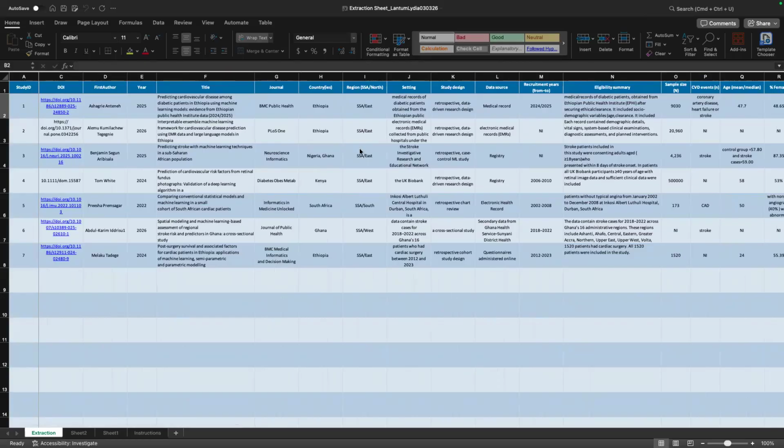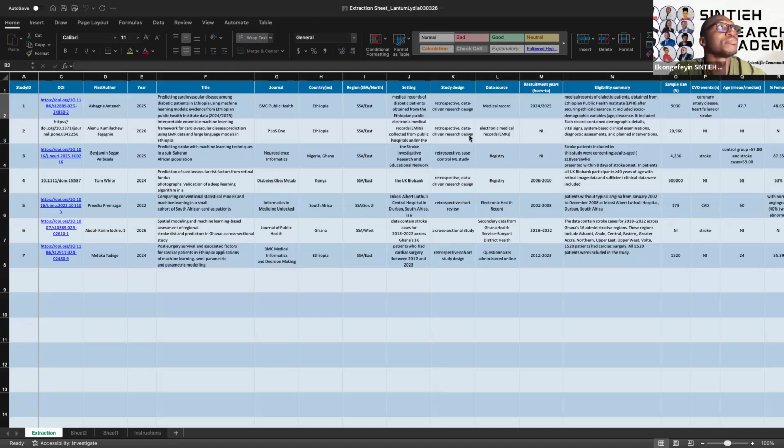Good. So then walk us through your sheet. Yeah, so I copied the first author names, they were all there. The years: some studies said 2024, 2025, so I just took the year in which the publication was actually made. Then the titles, the respective journals, the countries, and then the regions.